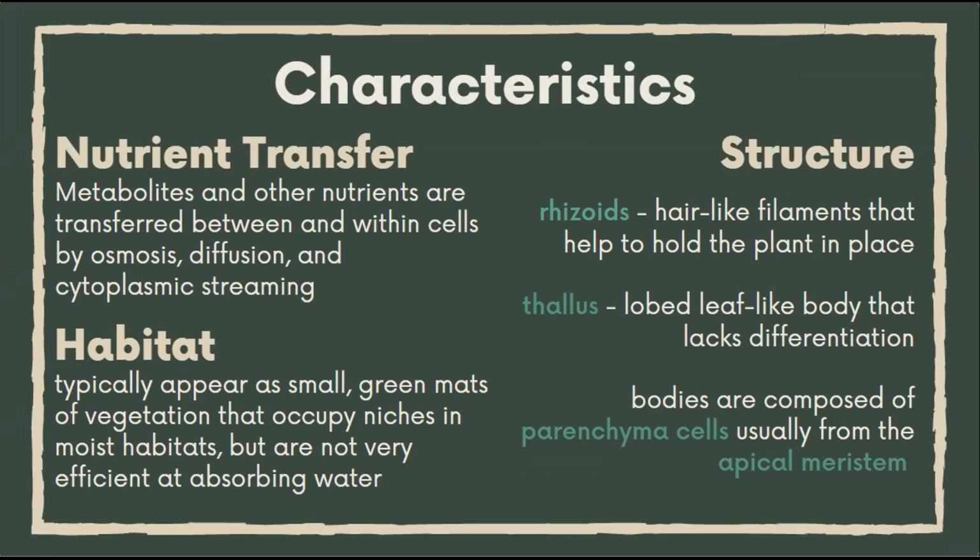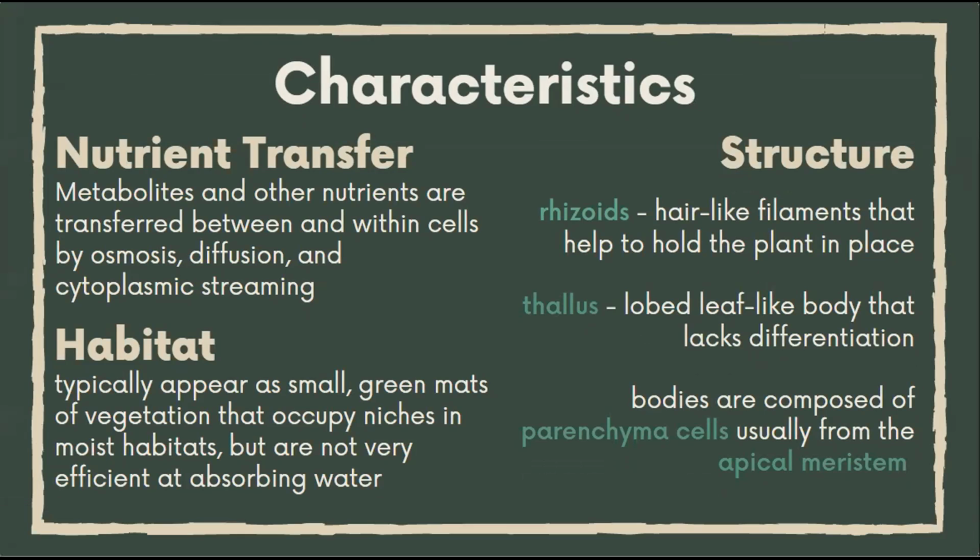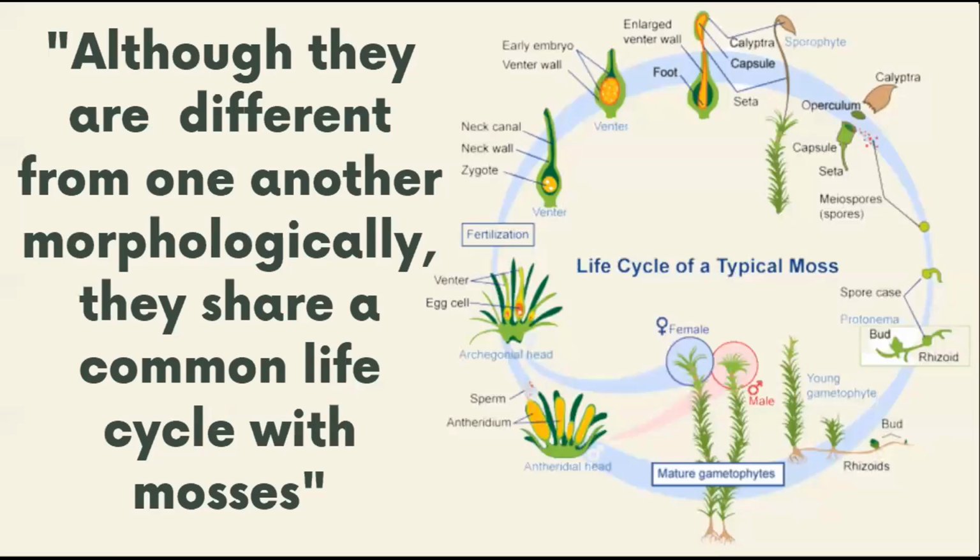Their general structure is composed of parenchyma cells, rhizoids, which act like the roots to keep the plant upright, and the thallus, which is the main body of the plant, where the reproductive organs are located. So it is also important to consider that although they are different from one another morphologically, they share a common life cycle with mosses. So, to start off.